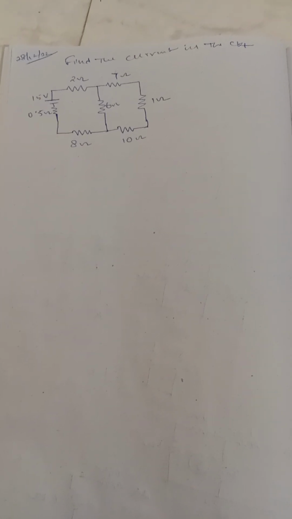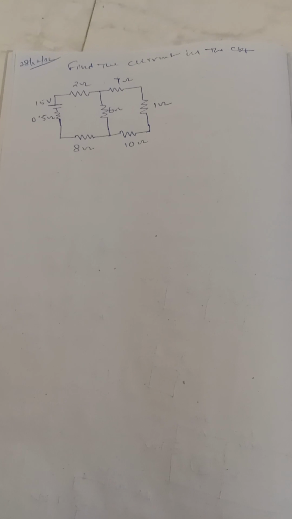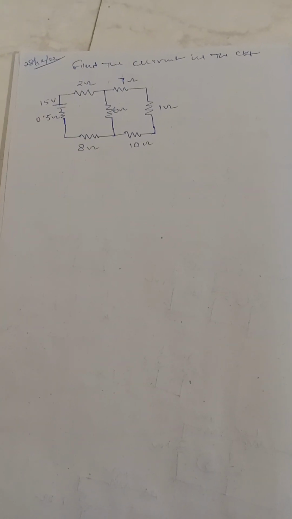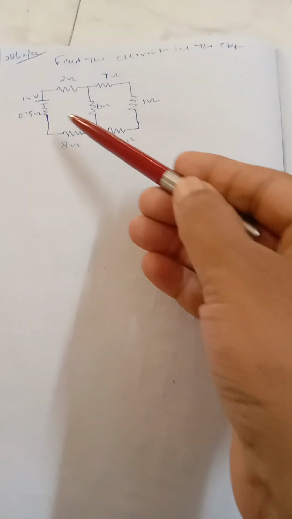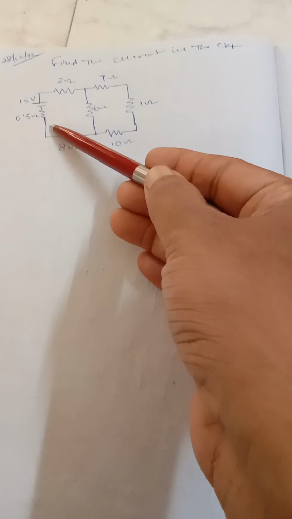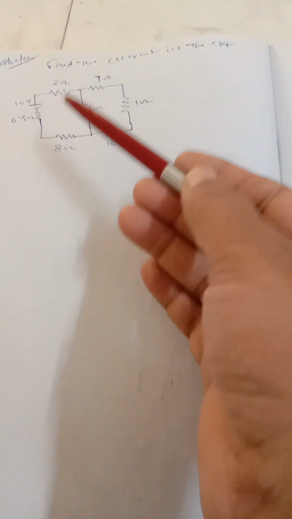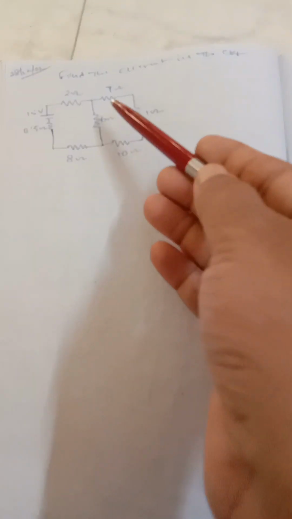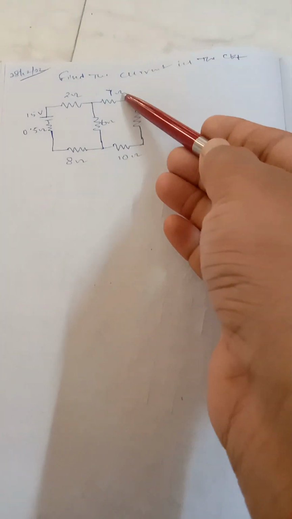So, to find the current in the circuit, we will solve this problem today. Given: find the current in the circuit as shown in the figure. Here a 15 volt battery is there, with 0.5 ohm internal resistance, and external resistances of 8 ohms, 6 ohms, 10 ohms, 1 ohm, 7 ohms, and 2 ohms, like this circuit is there.